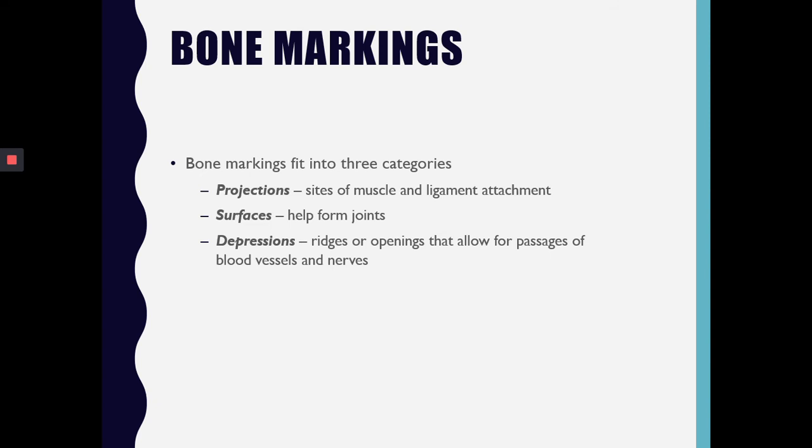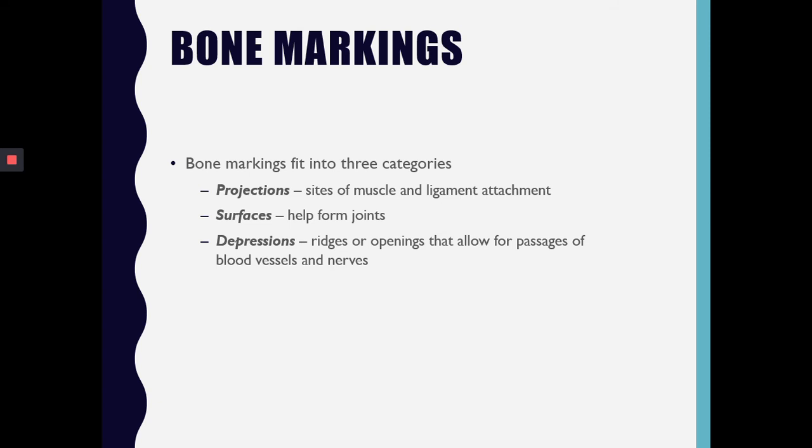Last but not least, we have depressions, which are kind of indentations or ridges. Sometimes these can be openings, a complete opening in the bone as a whole. As a general rule of thumb, depressions will typically start with the letter F. So things like fissure or foramen or fossa. Again, I'm not saying that every depression will start with F, but many of them do.